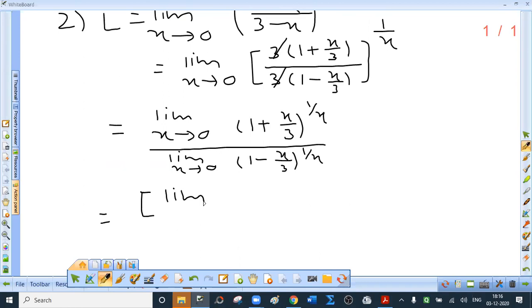Limit x tends to 0, (1 plus x upon 3). See, something is added to 1. Do you remember that logic? Same thing, that is, x upon 3 tends to 0. Index must be, I'm sorry, the reciprocal of what is added to 1. X upon 3 is added to 1.